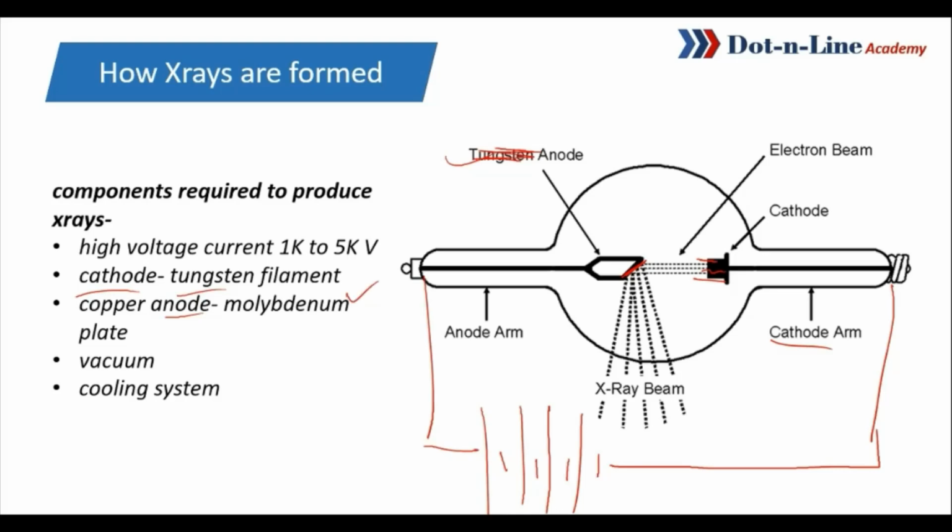Both are very costly metals, but both molybdenum and tungsten have a very high melting point. That's why they are used, because this complete setup is going to get heated. We are providing it a very high potential, so it will heat up fast. To avoid that, at the points where the experiment is taking place, we have to avoid these messy things. That's why we use tungsten and molybdenum here. Here we can use copper, and we will connect that copper to a cooling system. Electron beam will be formed.